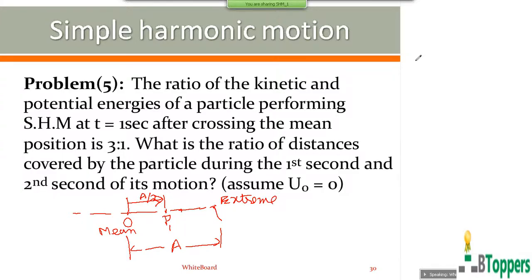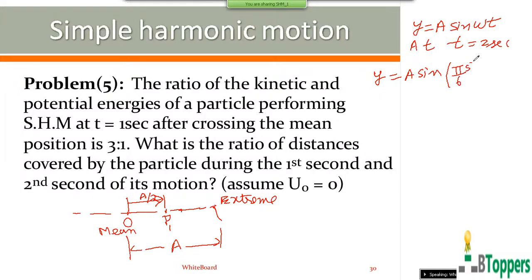Now to find the position of the particle at t equal to 2 seconds, if we start counting time from the instant the particle crosses the mean position in the positive direction, the displacement y from the mean position at time t is given by y equal to a sin omega t. So here at t equal to 2 seconds, y equal to a sin, we have already calculated the value of omega, which we got as pi by 6 second inverse.